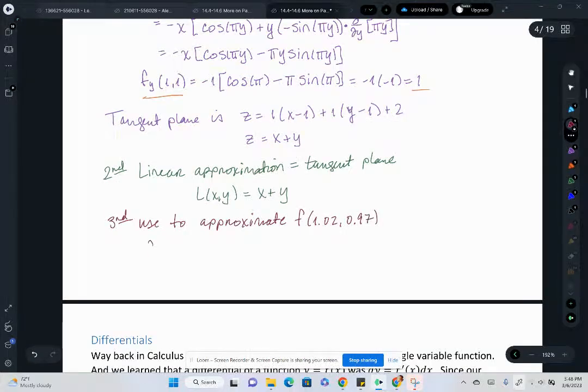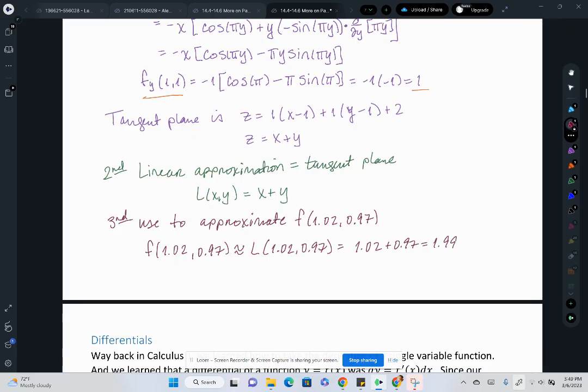Okay, so here's what that means. When we go to evaluate our function f at 1.02 with 0.97, instead we're going to say, you know what, this is just approximately the linear approximation evaluated at 1.02 with 0.97. And I can just plug in these values to x plus y. I get 1.02 plus 0.97 for a grand total of 1.99. That is the value on the tangent plane when I plug in those points. It's not actually the value on the surface, but it's a good approximation.